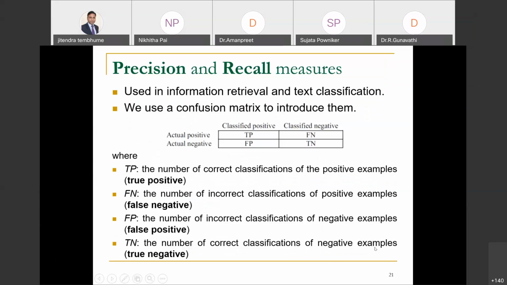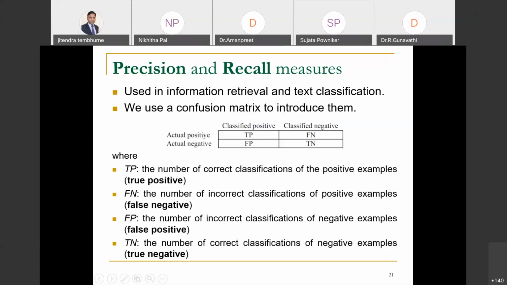The other measures are precision and recall, used in information retrieval and text classification. Whenever you read a paper on information retrieval and text classification, the researchers calculate precision and recall. They are not targeting accuracy, though accuracy can also be calculated. We use the confusion matrix. This is the kind of confusion matrix by which precision and recall can be calculated.